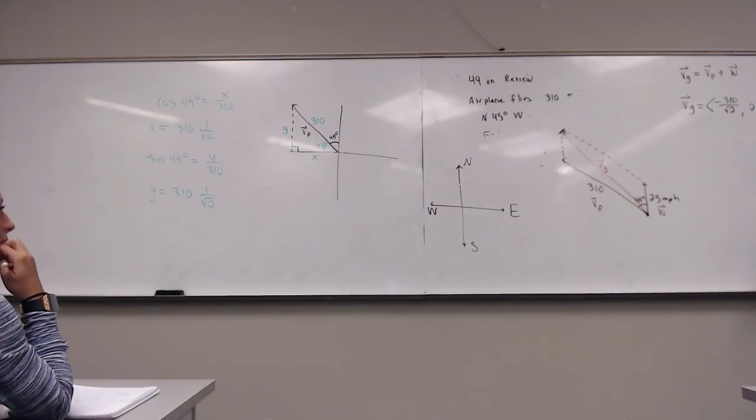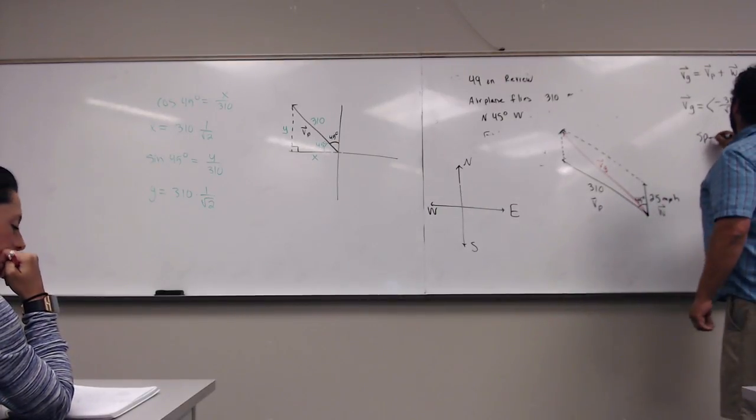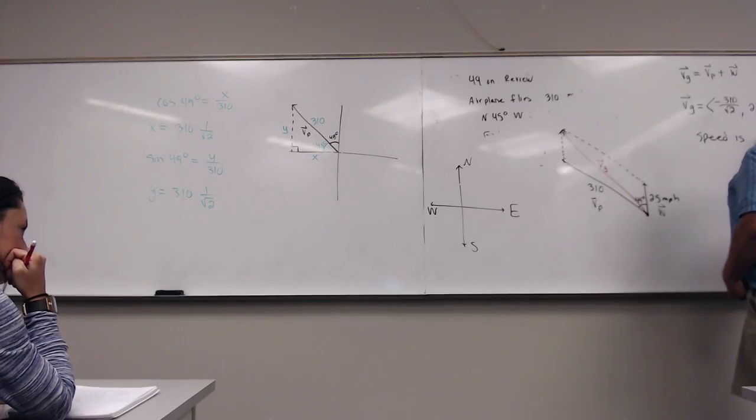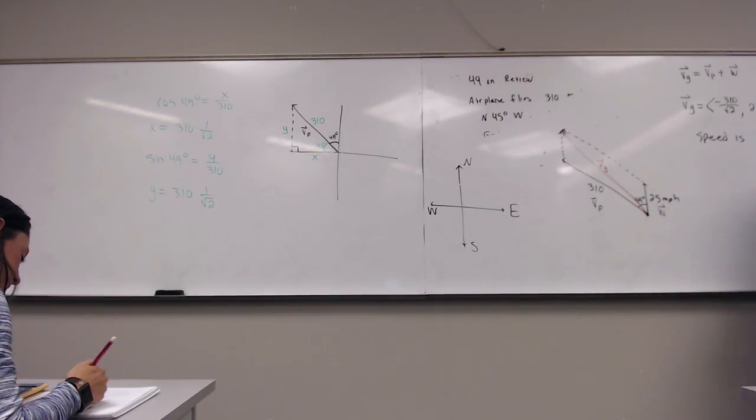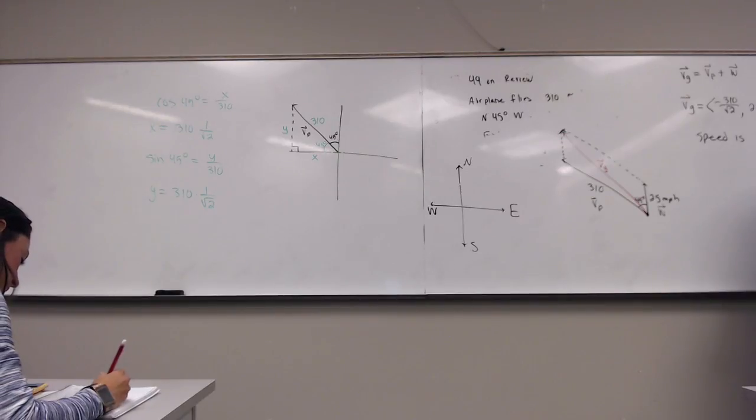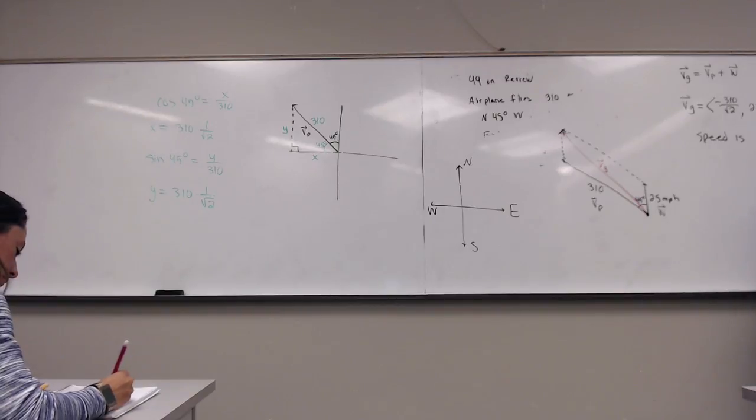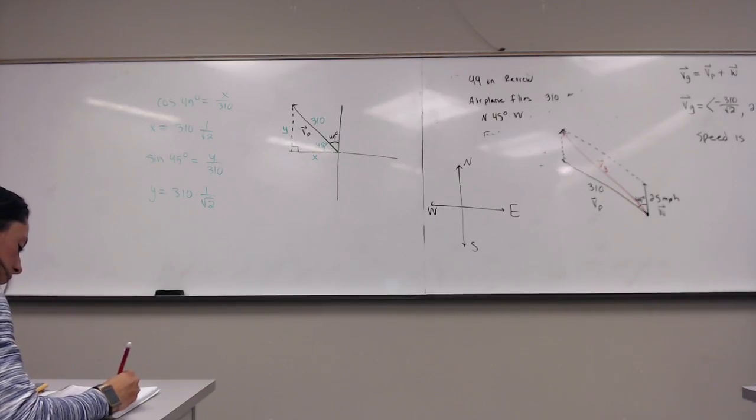Okay, so first of all, let's take care of the speed. The speed is the magnitude of Vg, which would be the square root of the sum of the squares of the components. Now I'm not going to do this one by hand. I'm going to plug this into the calculator because I don't think the arithmetic is very nice.